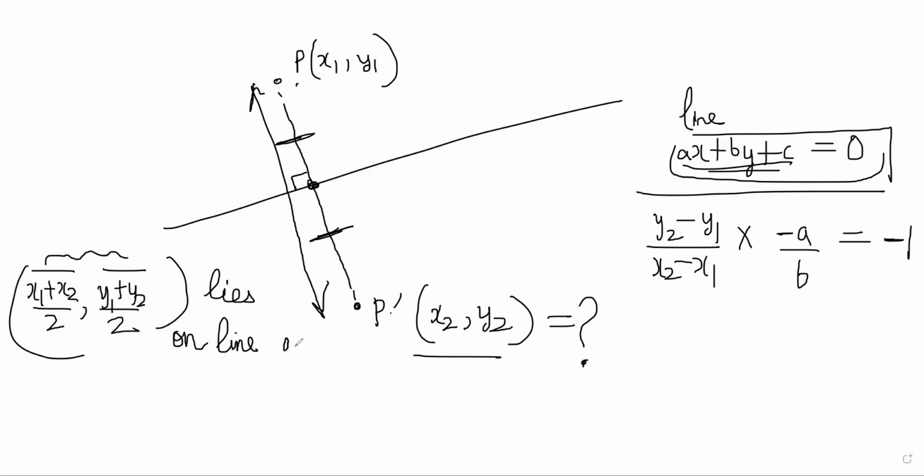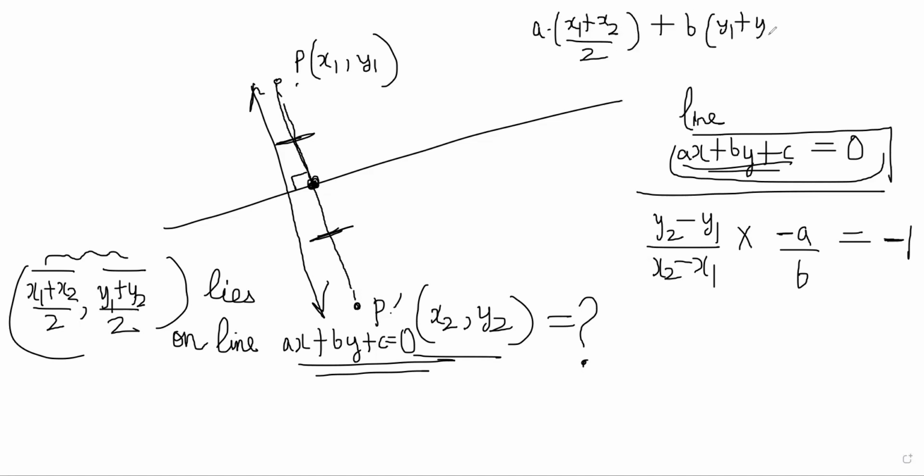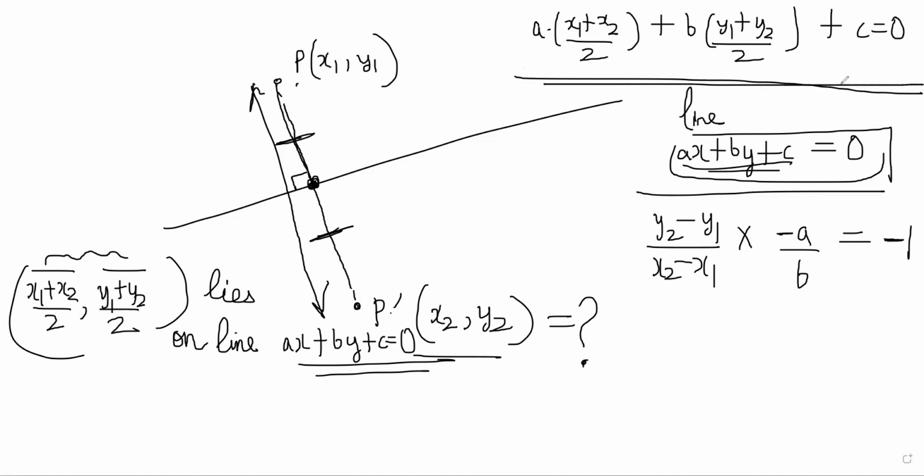But it lies on the line ax plus by plus c is equal to 0, right? You understand what I'm saying? The midpoint here, this midpoint lies on this line, no? So you'll get a into (x1 plus x2) by 2 plus b into (y1 plus y2) by 2 plus c should be 0. That is your second condition. This is your first condition. And from solving these two, you should be able to find x1 and x2, right?